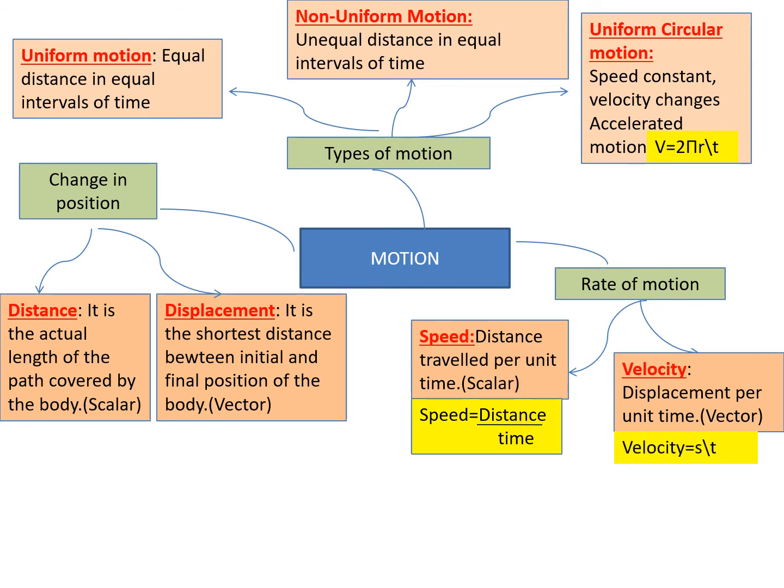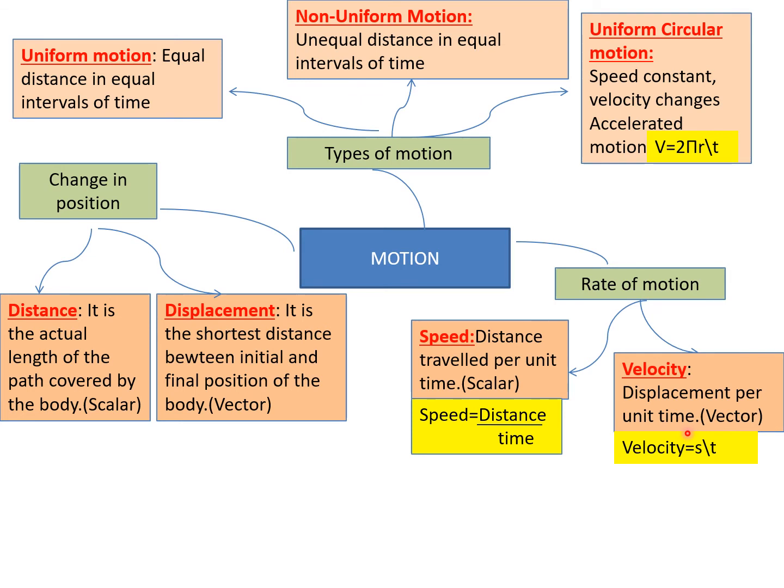Now, talking about velocity, since we're talking about direction, it's a vector quantity, and velocity is going to be speed with direction. So speed means distance, and distance with direction becomes displacement. Hence, we define velocity as displacement per unit time. Of course, this is in short form that I've written.